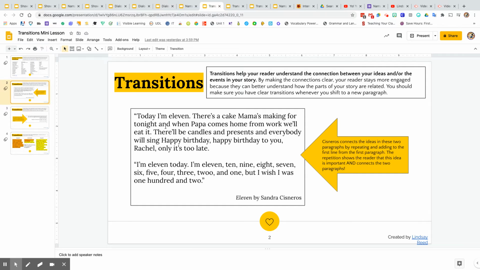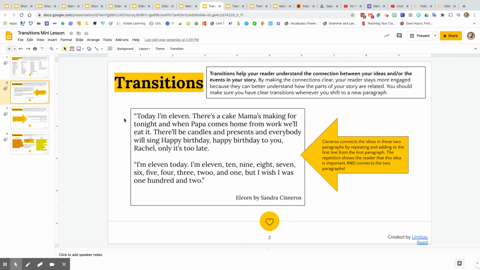So here is an example from 11 by Sandra Cisneros. We're going to look at, this comes from the paragraph directly before this one. We're going to look at how these two are connected. So this is Rachel, the narrator, speaking again.